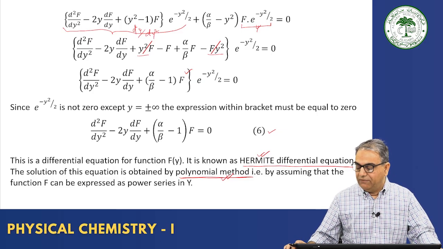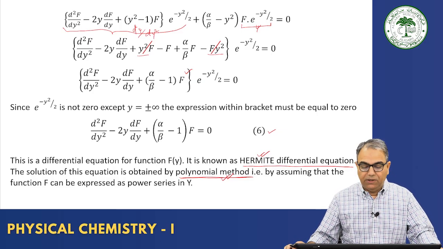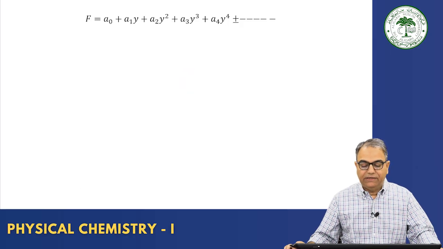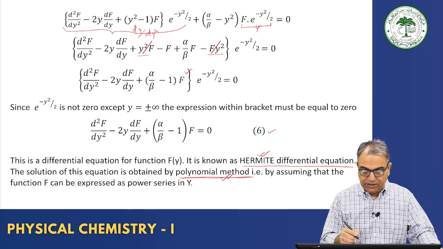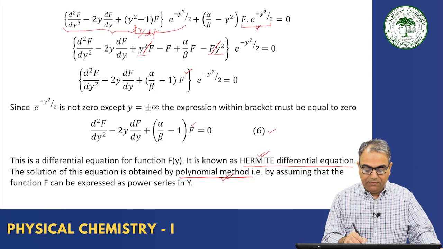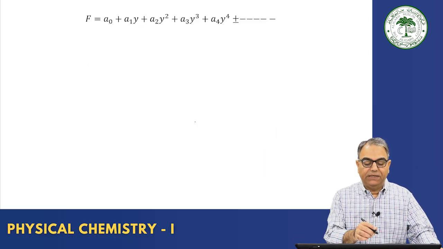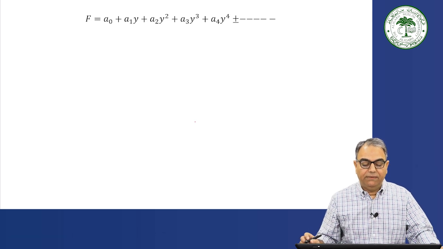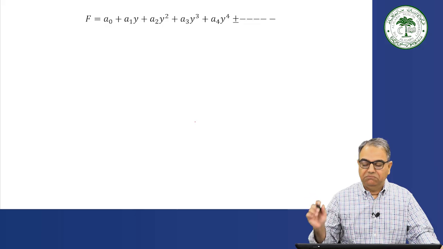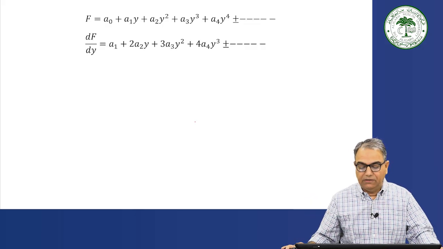Okay. And what is the polynomial method? In the polynomial method, what we do is write this f function, the additional term we have written as a power series, and we say that f can be written as a naught plus a1y plus a2y square plus a3y cube in a series. You can write it. Okay.